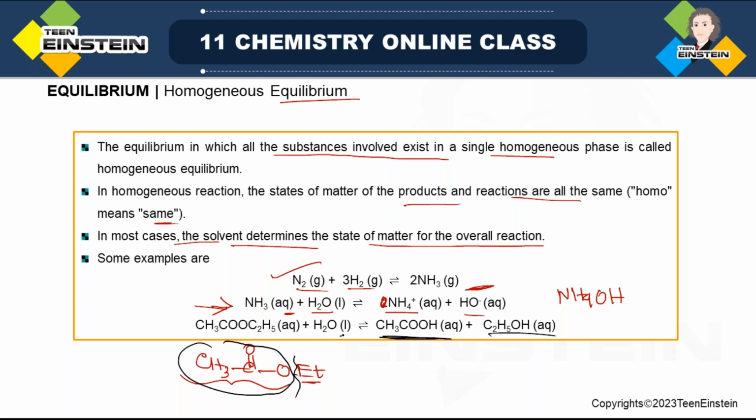But here the solvent is aqueous media. So that is why the ester will be in aqueous state, because it is having solubility. And acetic acid, which is on the product side, is also in aqueous state. So physical state is mentioned as aq, and ethanol is also mentioned as aq. So in all these reactions, the physical state is the same on both sides for all the substances. So these are examples of homogeneous equilibrium.